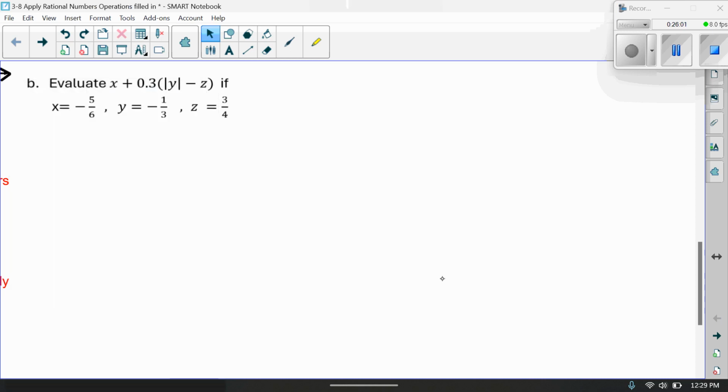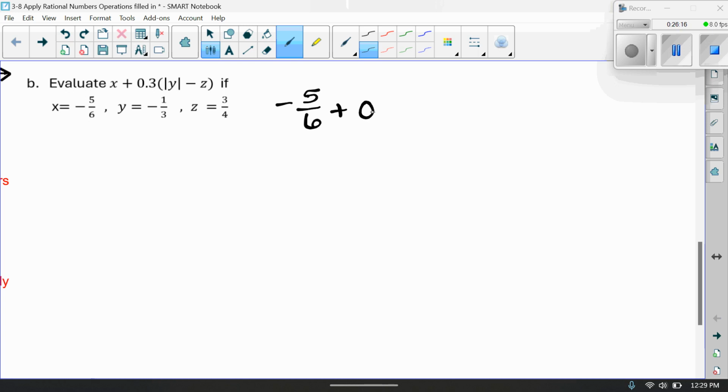expression. So let's rewrite. So we've got x, so that's a negative 5/6 plus 0.3. We're evaluating, so we have to substitute first. Negative 3, and then we've got the absolute value of y. So that's going to be the absolute value of negative 1/3 minus z, which is 3/4.